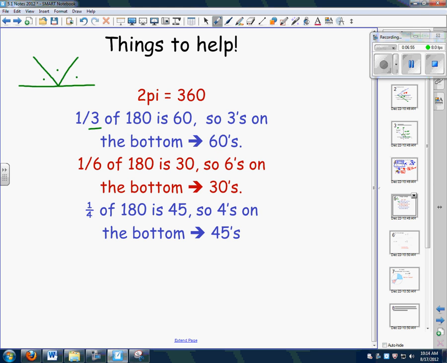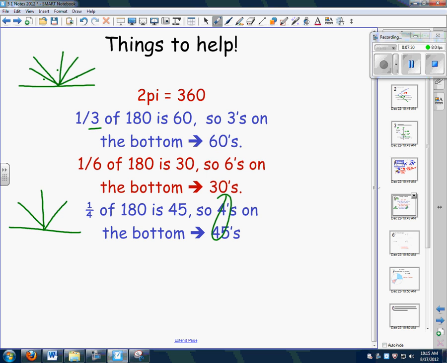So now a sixth of 180 is 30 degrees. So if you're doing things with sixes, like -7 pi over 6, it's going to be some multiple of 30 degrees. Okay? 30 goes into 180 6 times, so anytime you see a 6 on the bottom, it's a multiple of 30. Now a fourth of 180 is 45. Okay, so 4s on the bottom go with 45s. That's pretty easy to match up there.